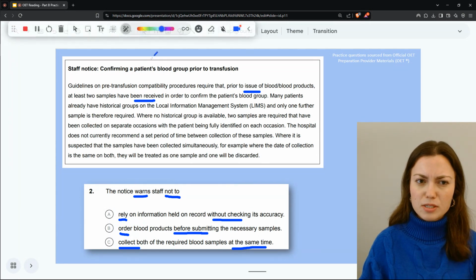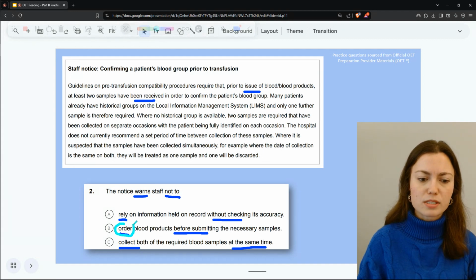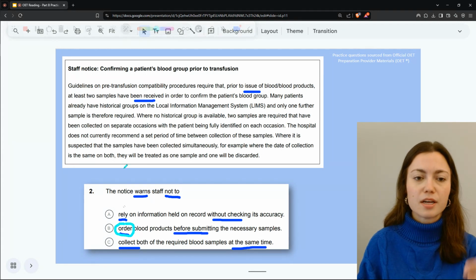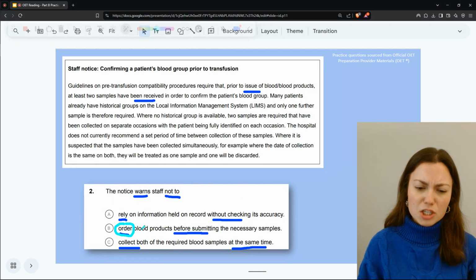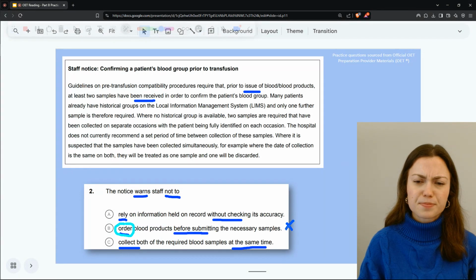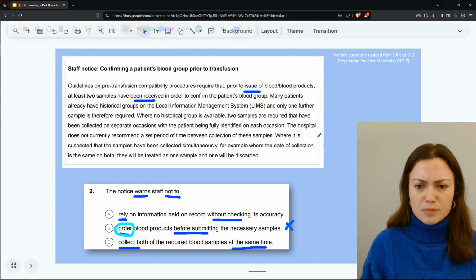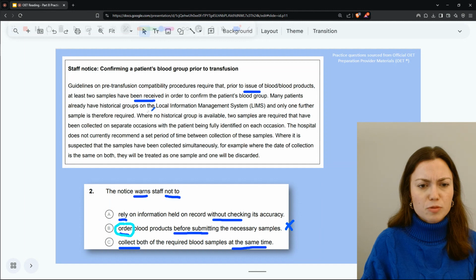So just like we saw in that first one, make sure with your options that you're reading that all the words actually meet the criteria of what the text is saying. So it should be, they shouldn't issue blood products before submitting the necessary samples. So we can rule out B from that. Now, how about A or C? So let's go to the next sentence. Many patients already have historical groups on the local information management system, and only one further sample is therefore required.